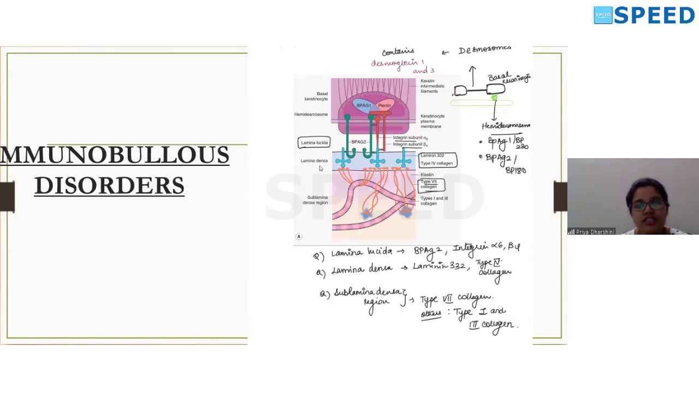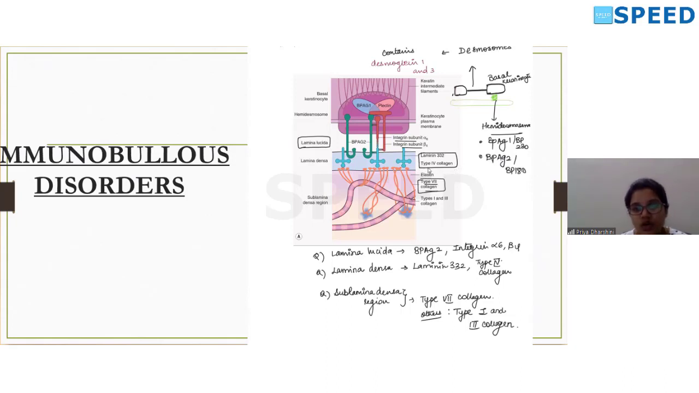Then what we have here are the other structures included in the basement membrane. Basement membrane has three components called lamina lucida, lamina densa, and sublamina densa region. So in lamina lucida, what we have here is integrin alpha 6 and beta 4, and plectin. And BPAG2 is also present in lamina lucida. The components lamina lucida has are BPAG2, integrin alpha 6, integrin beta 4, and plectin. Next is lamina densa, which is the second part of basement membrane, which has two components: laminin 332 and type 4 collagen.